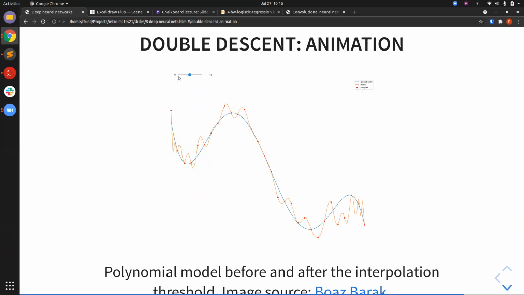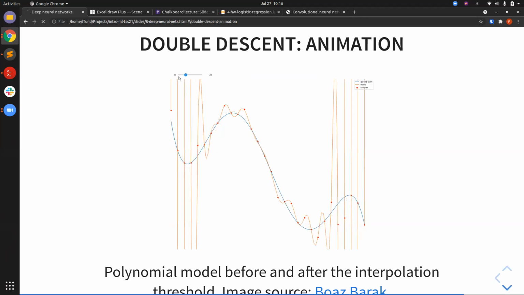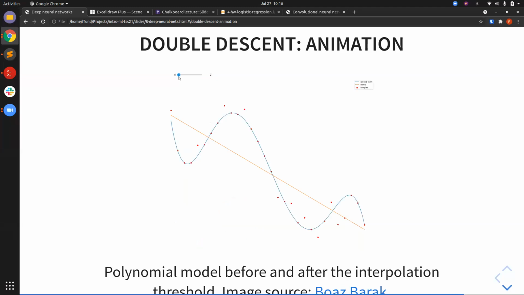Now I'm going to keep increasing the degree of the polynomial. And notice that it's still fitting the data perfectly, but it's not so crazy. It's not all over the place anymore. So we increase the complexity of the model. It's fitting the data pretty well. It's fitting the training data perfectly, but it's also approximating the true function pretty well. I'm going to start again and I'll be quiet so you can watch it.